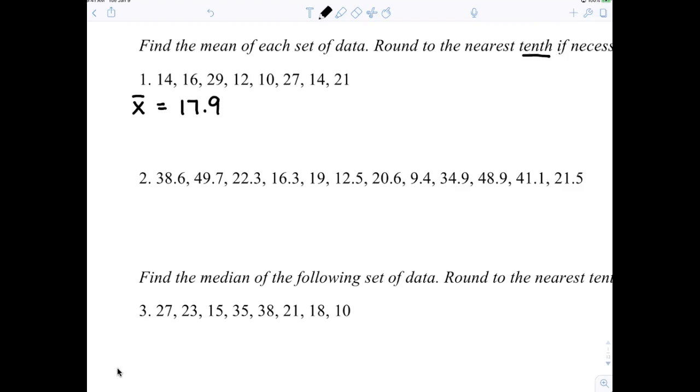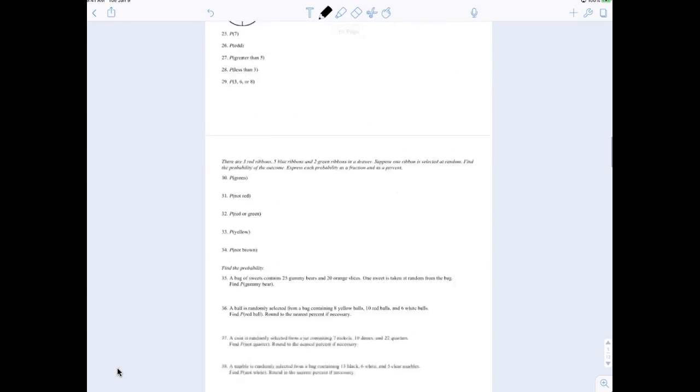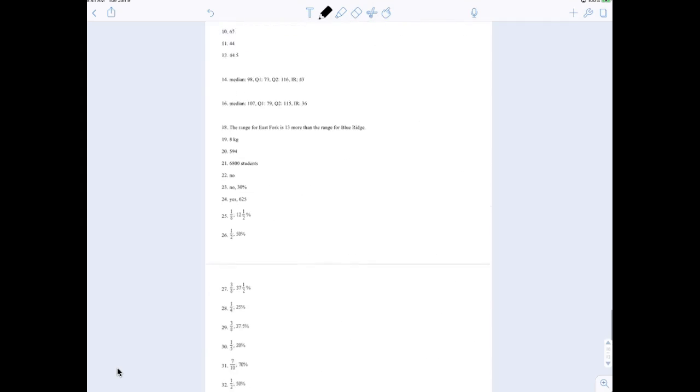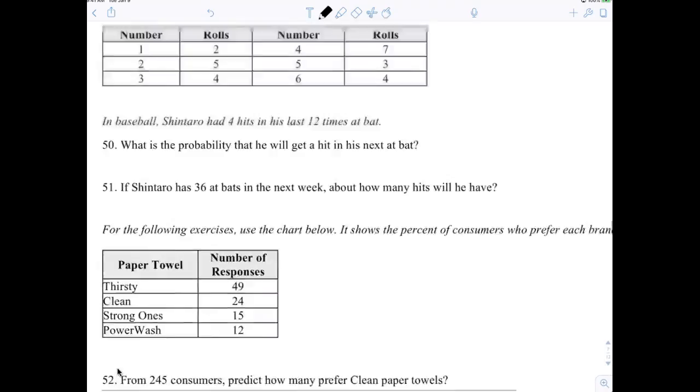I want everybody to do number 2. 27.9. Somebody said 27. Now, I don't want you to say 27.9 unless you did it on your own. Add them up. So again, I want you to put X bar is equal to 27.9. Now I'm going to check you. Put it at the end of the page: 17.9 and 27.9. Okay. Here we go.